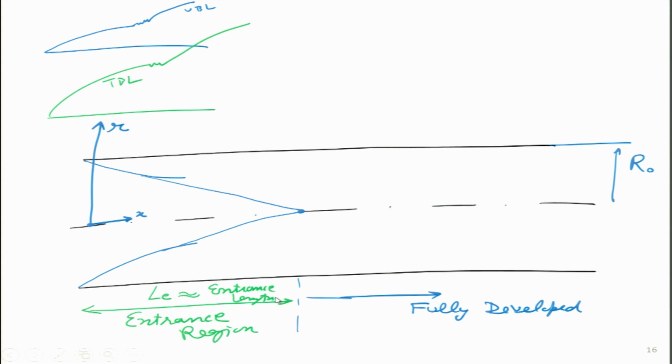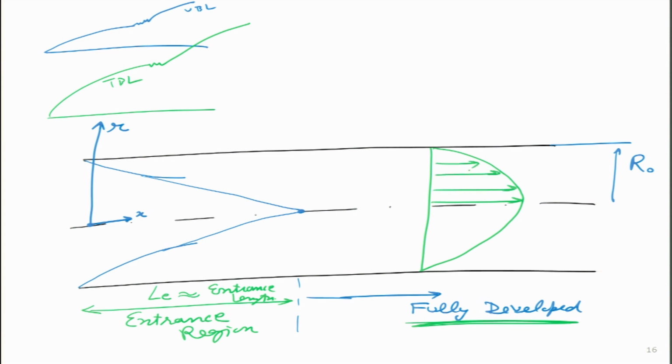And one very interesting thing we will figure out later on is that in the fully developed region over here, if I draw the velocity profile for the pipe, it turns out to be a parabola for the laminar case. So, if the flow is laminar, then this turns out to be a parabola. I can write this equation: u as a function of r is simply u max, the maximum velocity, times 1 minus r square divided by r naught square.